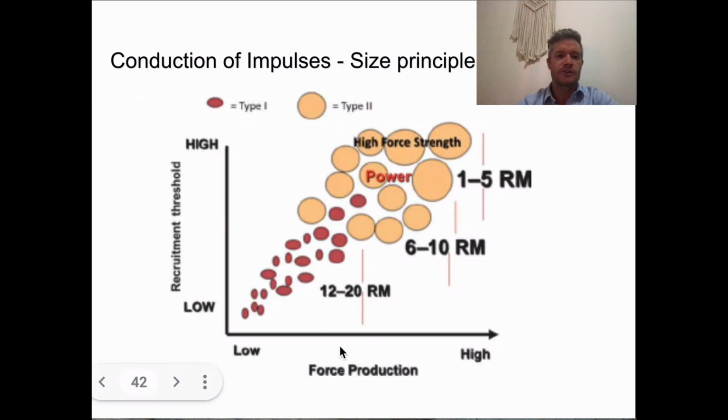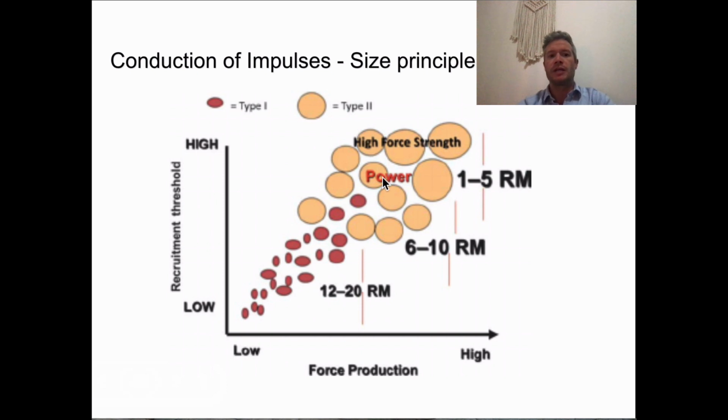And I like this graph because it will show you the recruitment threshold of the different muscle fiber types. So we're looking at type 1 and type 2, and how much force production we're expecting. So initially, at a low threshold, at a low force production, we see all our type 1 muscle fibers getting recruited, okay? But as we need more and more force, we have to recruit these higher and higher threshold muscle fibers, primarily type 2.